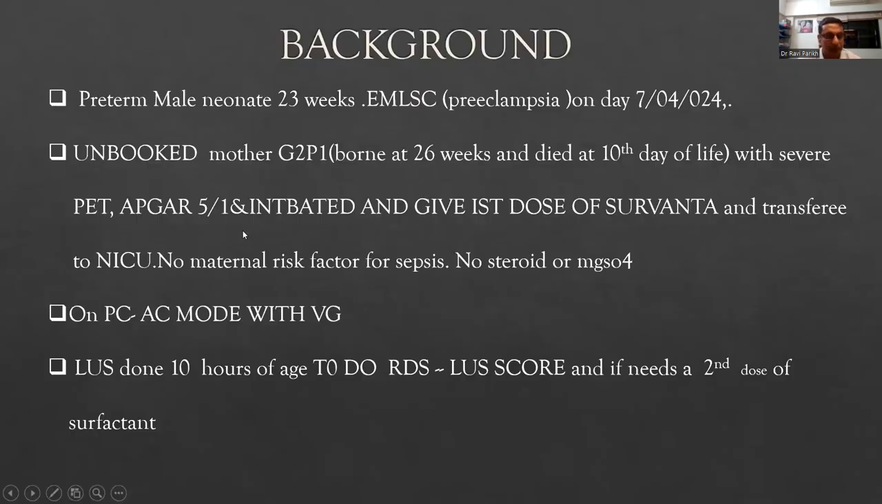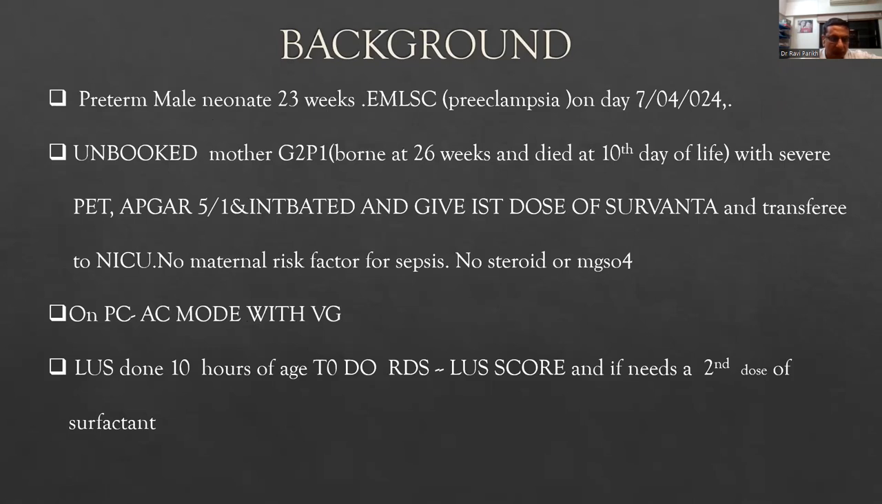So, an extreme preterm male neonate, 23 weeks, emergency lower cervical C-section because of preeclampsia, born on April 7, mother G2 P1. But the other one was born at 26 weeks and died after 10 days from severe intracranial hemorrhage. Apgar score was 5, intubated and given the first dose of surfactant in the delivery room and transferred to the NICU. No maternal risk factor for sepsis, no steroid or magnesium sulfate.